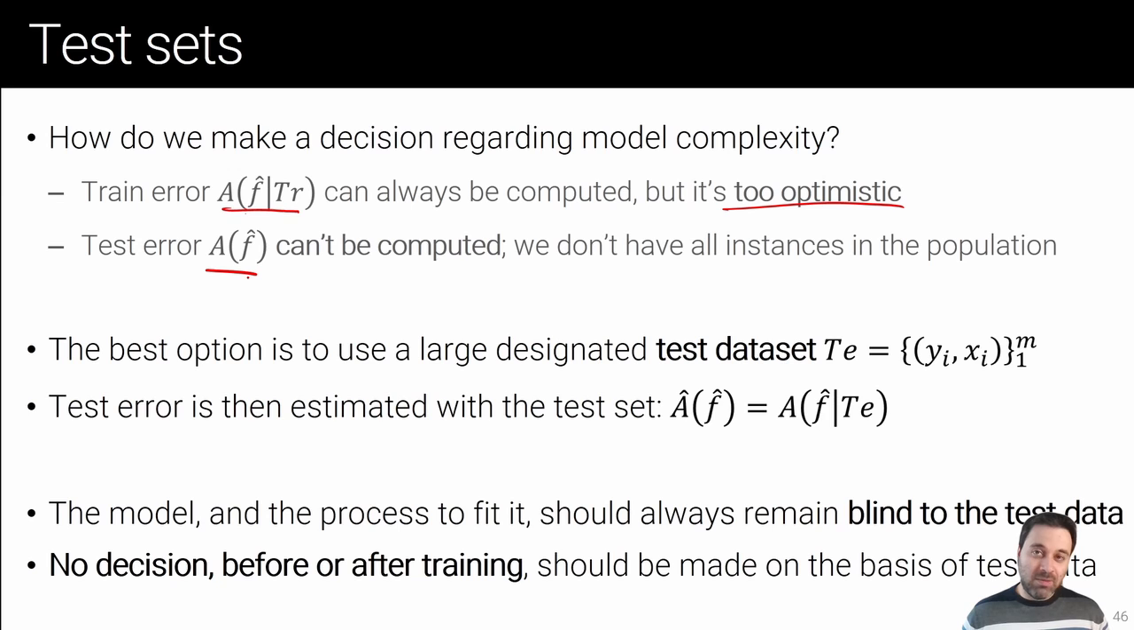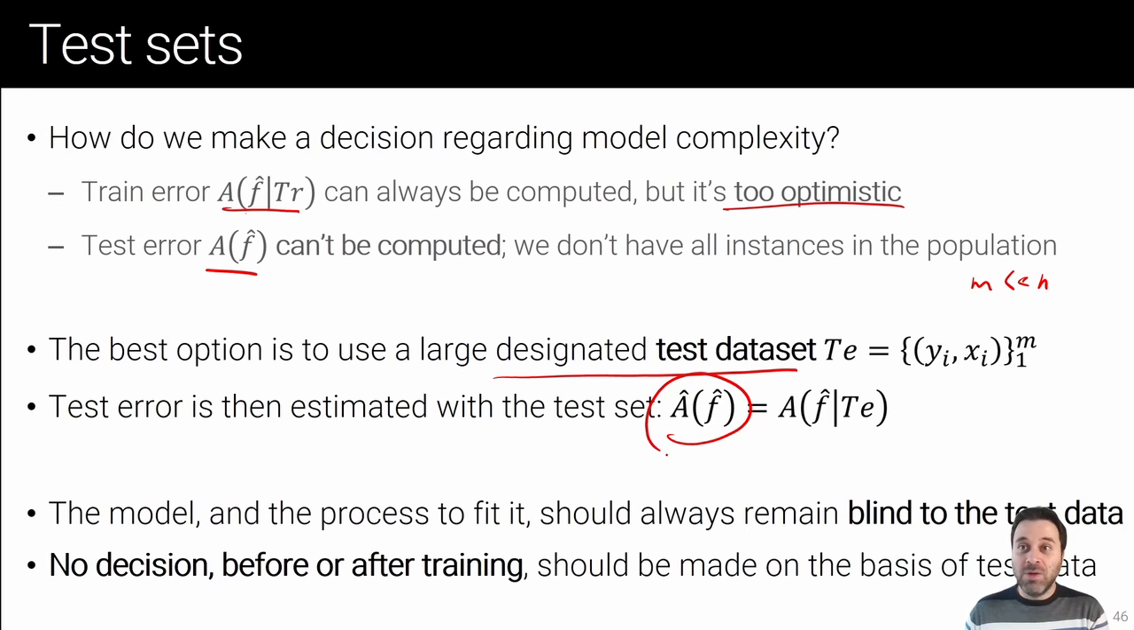Well, the best option and the agreed-upon solution to the problem is to use a large designated test dataset. So a new set of M observations, normally M is much smaller than the number of observations in the training set, but still big enough, and of course representing the same population as the training set. We compute the accuracy of the model given that test data, and we use that to estimate the accuracy of the model on unseen data. So it's a separate set of data that we never use in the training process. We never look into it. We never make decisions based on it.